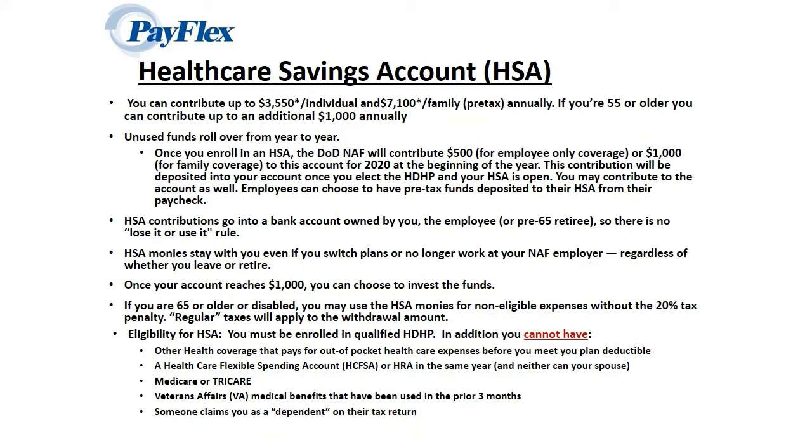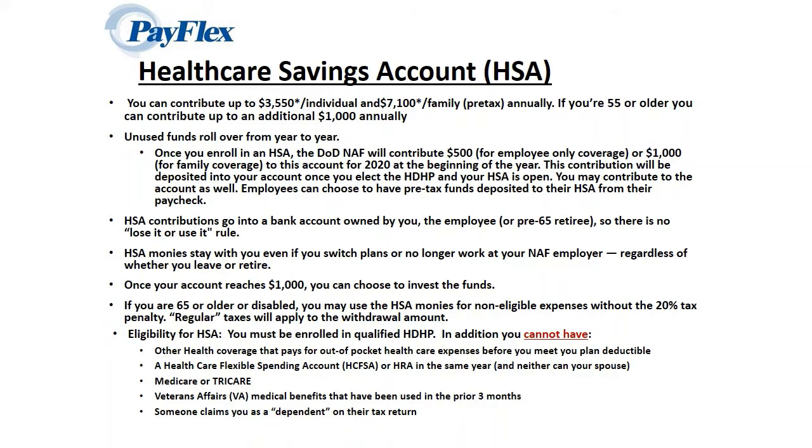The Healthcare Savings Account, also known as an HSA plan, is offered to be utilized with the Aetna High Deductible Health Plan only. Employees can contribute up to $3,550 for an individual plan and up to $7,100 for a family plan, which is a pre-tax deduction. If you are over the age of 55, you can contribute an additional $1,000.